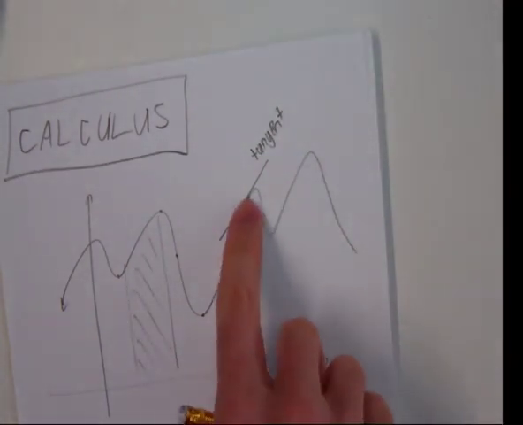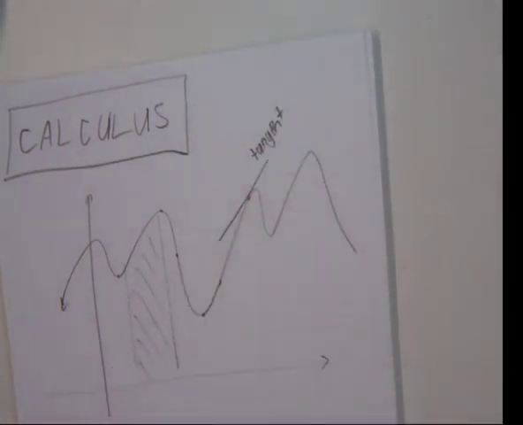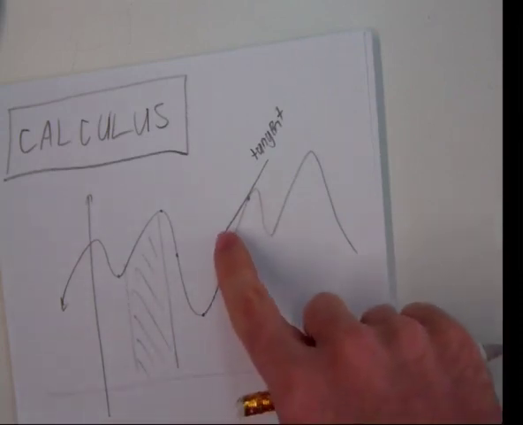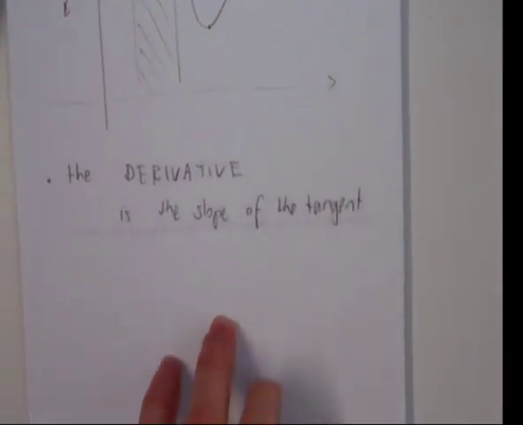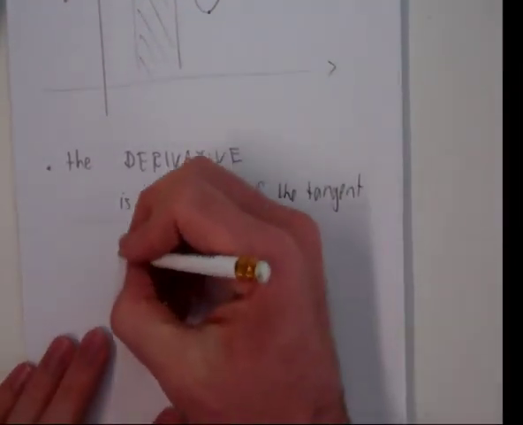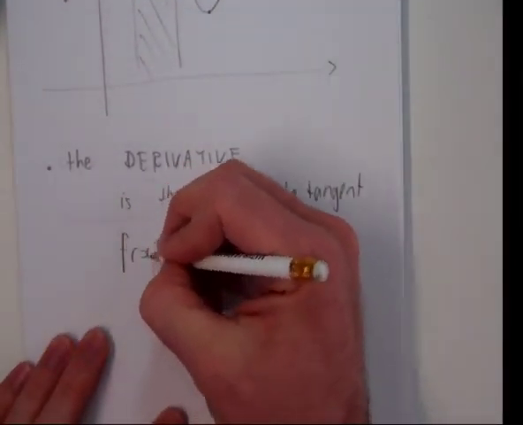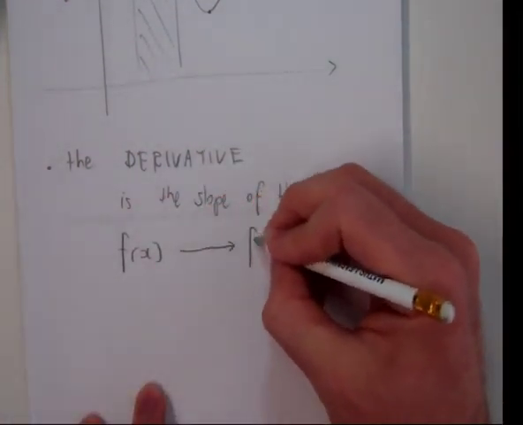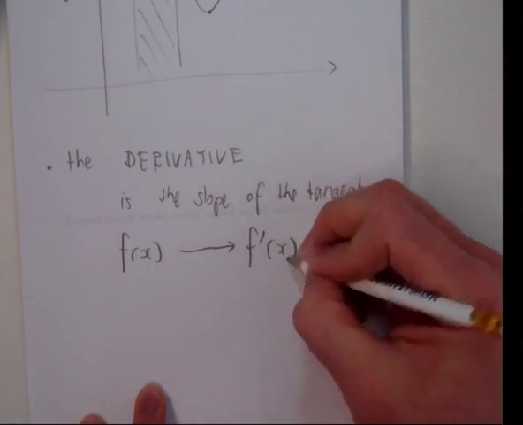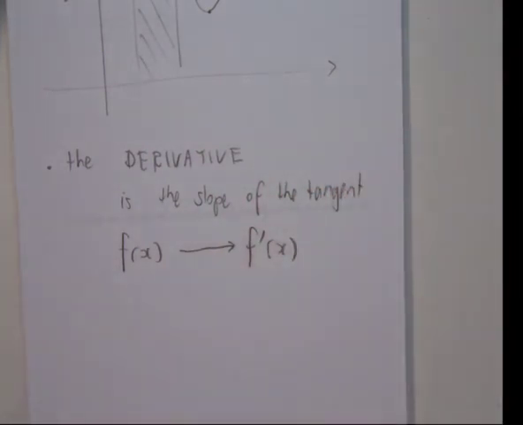So if you pick a particular spot, you find the line that meets this curve in exactly one point. The derivative of the curve at that point is the slope of that tangent. And the notation for it is that if you've written your function as f of x like that, then normally you write the derivative as f' like that. Some people call it f dash, some people call it f prime.